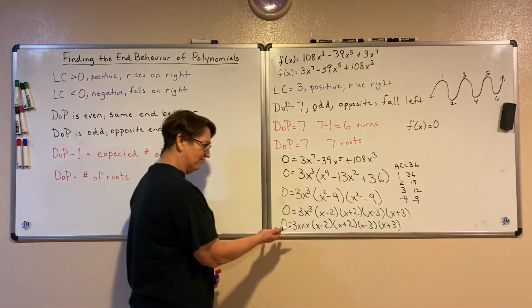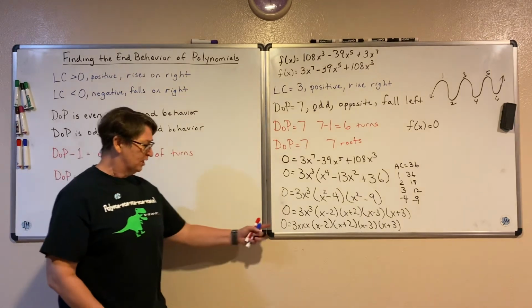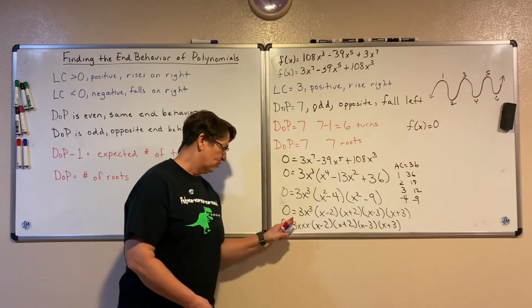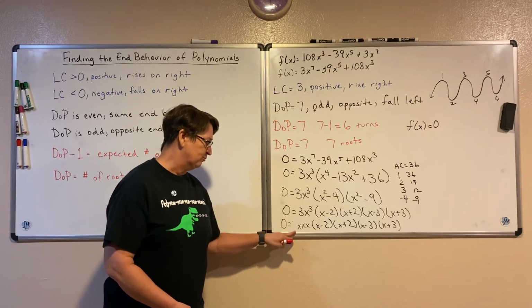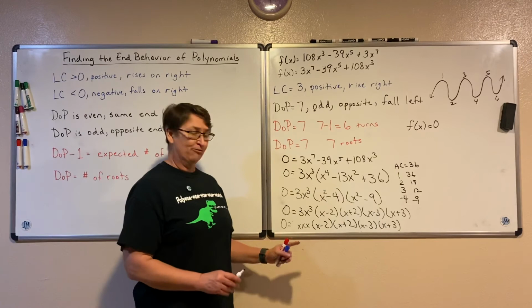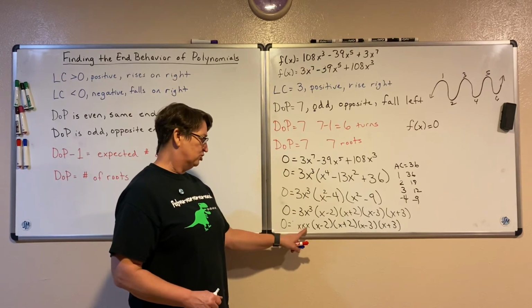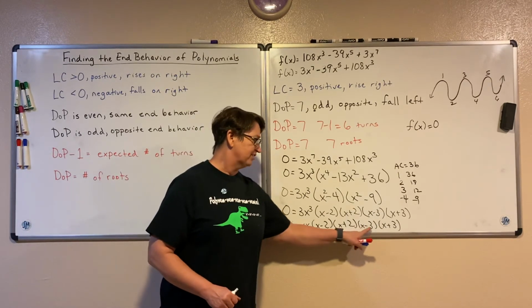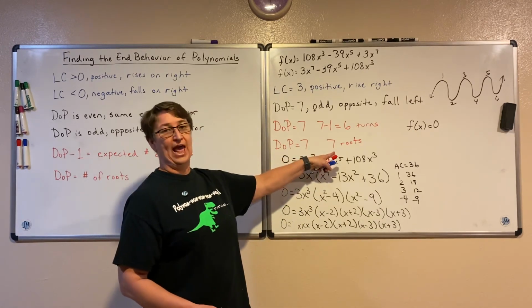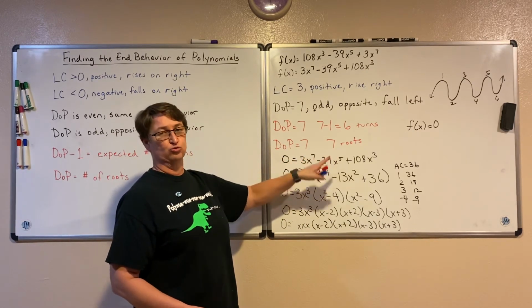By the way, I could divide both sides by 3. 0 divided by 3 gives me 0, and this side of my equation divided by 3 just leaves me with that. I now am down to my linear factors. Notice I have 1, 2, 3, 4, 5, 6, 7 linear factors, and that's what we said we were going to have when we talked about those roots.